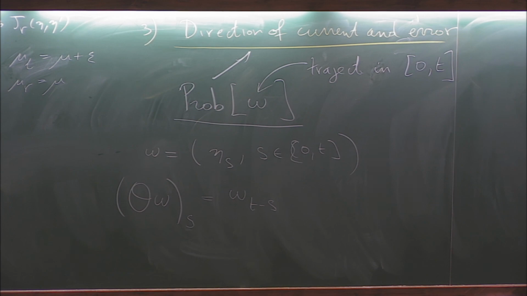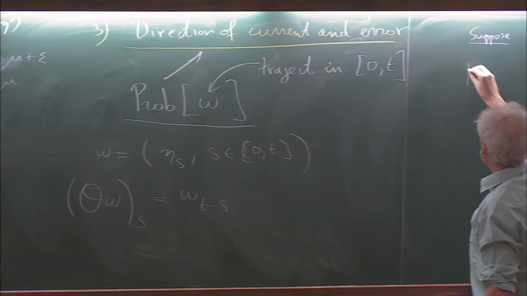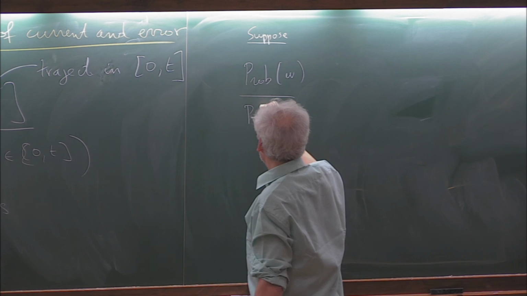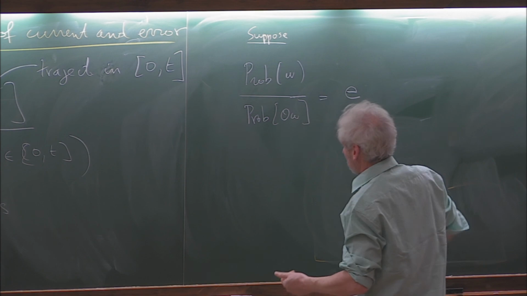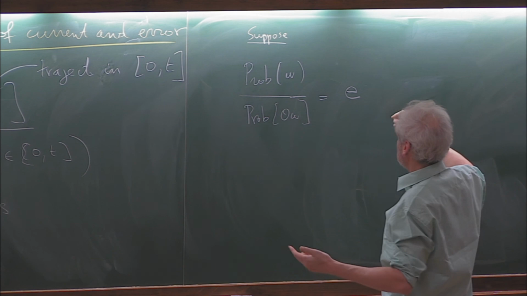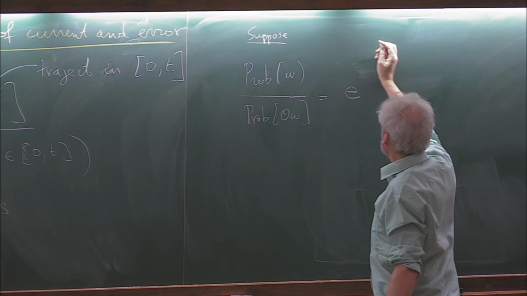Now, suppose for a moment that the probability of a trajectory omega divided by the probability of theta omega, the time-reversed trajectory, suppose for a moment that we know that thing. Suppose it is equal to, I need a letter, so I will write it like the exponential of a certain function of omega. Let me call it z of omega. Z is like a partition function.